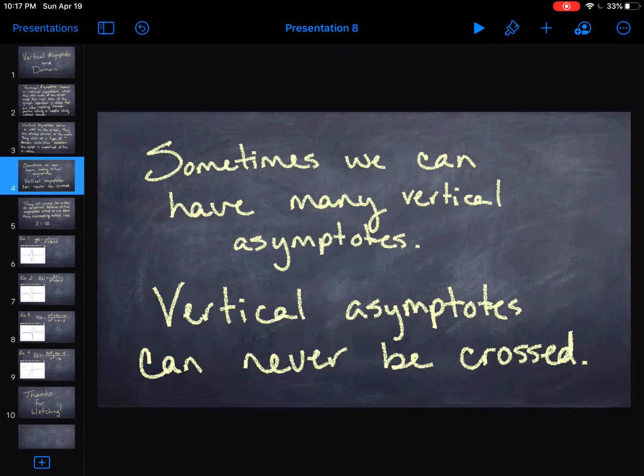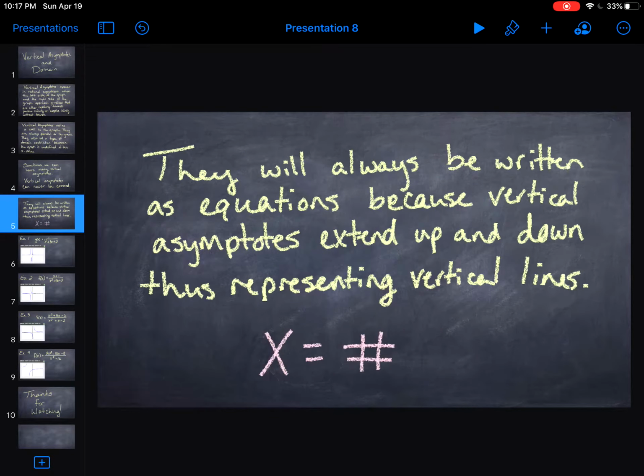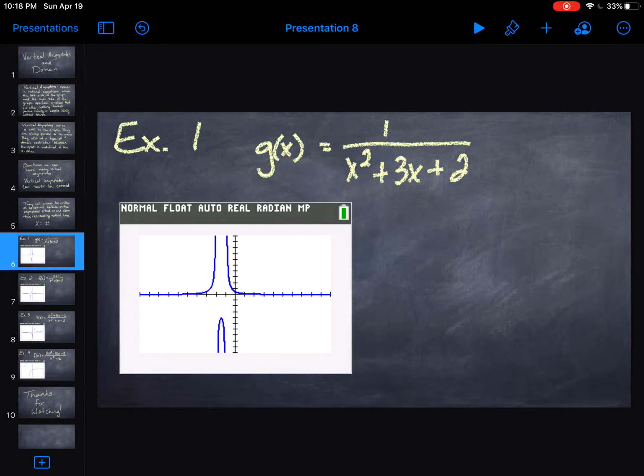Sometimes we can have many vertical asymptotes. Vertical asymptotes can never be crossed. They will always be written as equations because vertical asymptotes extend up and down, thus representing vertical lines. Since they represent vertical lines, you must write vertical asymptotes as an equation, like x equals, and then the number. If you do not represent it with an equation, it will be considered wrong.